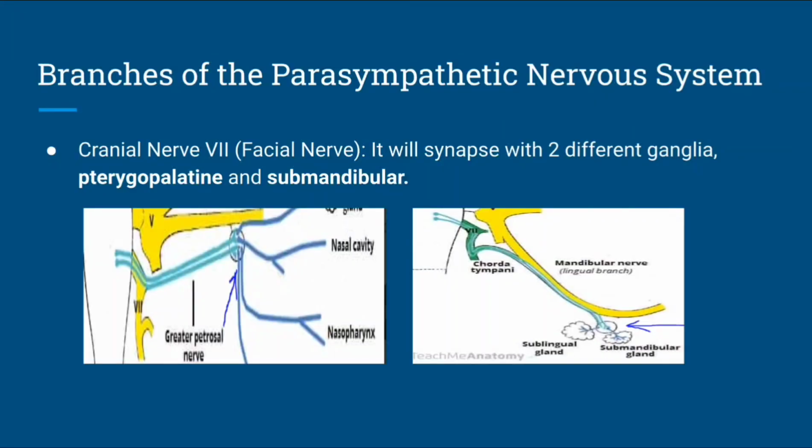The next one is the cranial nerve 7 or the facial nerve. It synapses with two different ganglia. One is the pterygopalatine and the second one is the submandibular ganglia. You can see the two blue arrows in the diagrams below, which are going to point towards the ganglia.